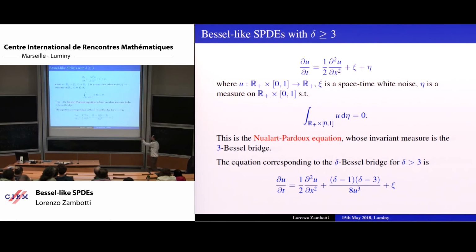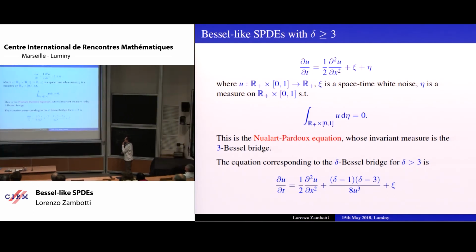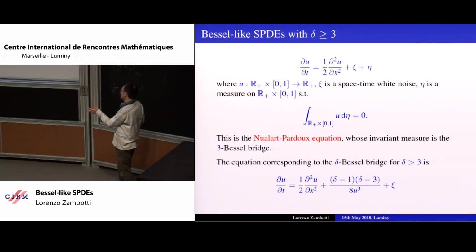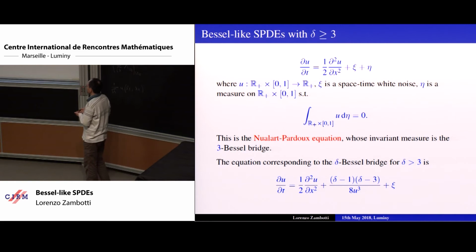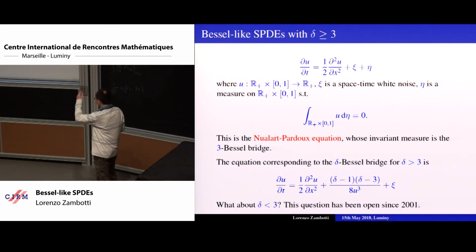But I defended my thesis in 2001, and this was done at that time. For a long time, I did not know how to go below 3. And you see the analogy with Bessel processes. It's really the same. There, the transition is at 1. Here, the transition is at 3, and there may be other transitions. So what about delta less than 3? This question has been open since 2001.